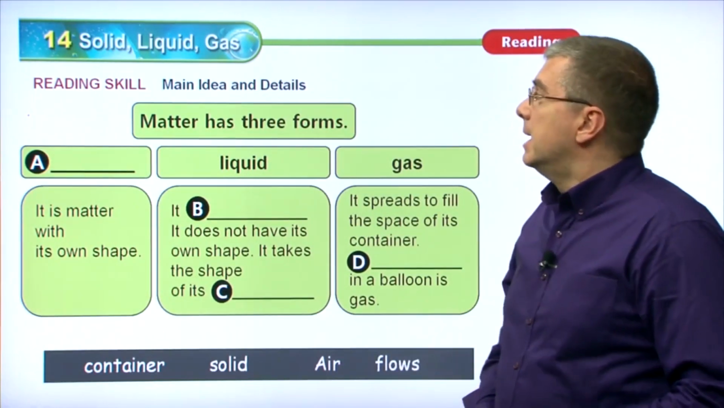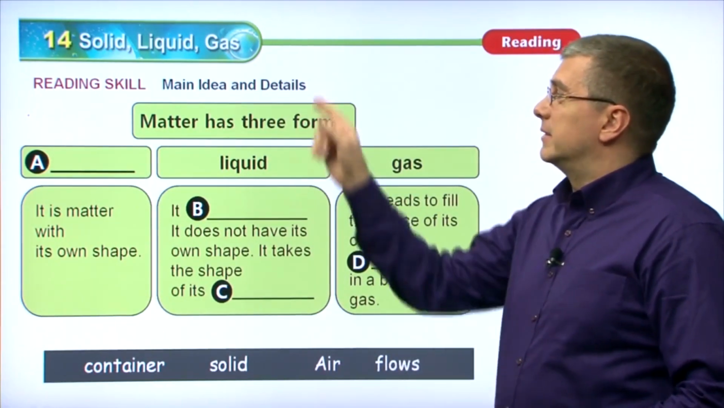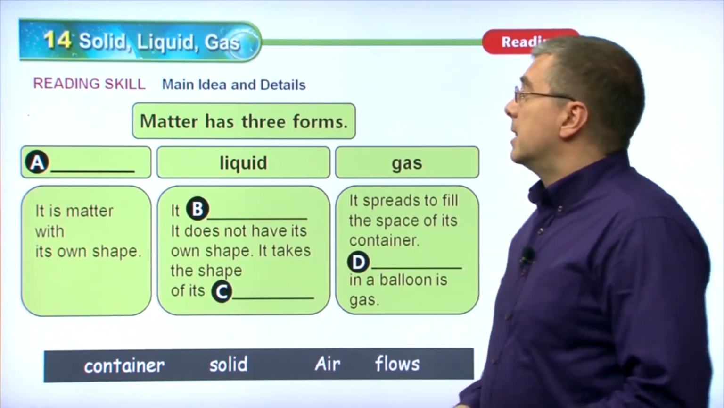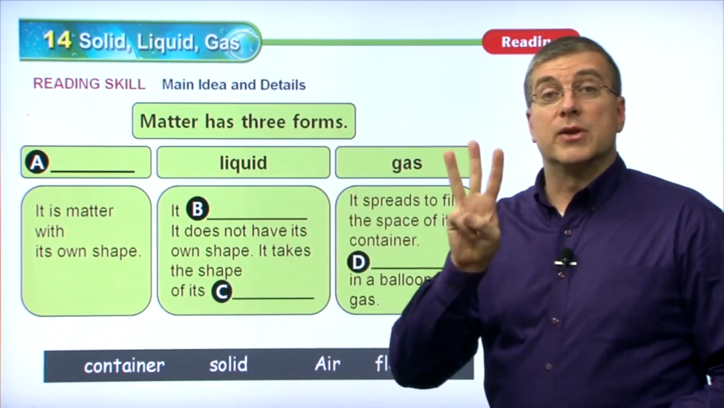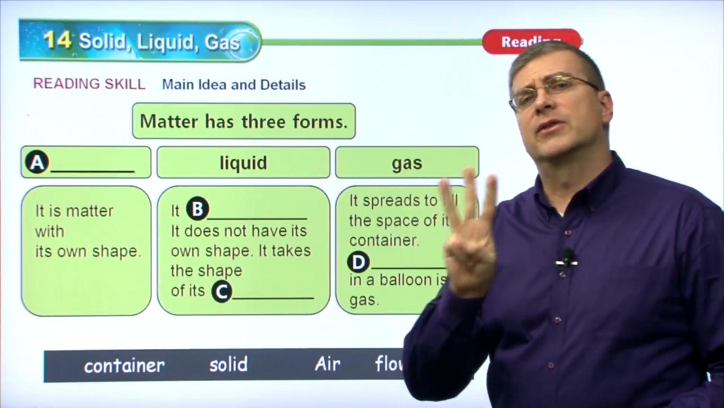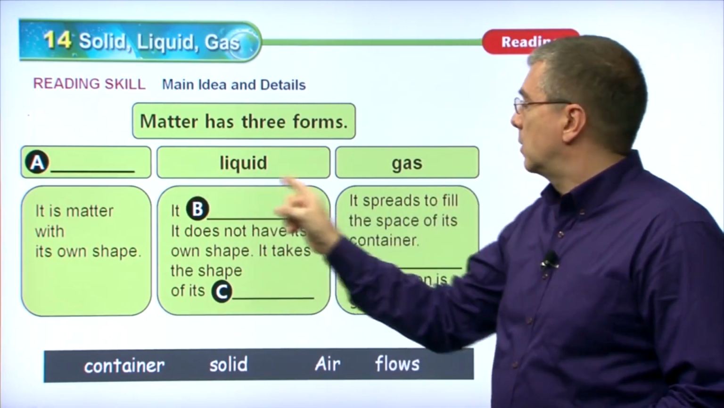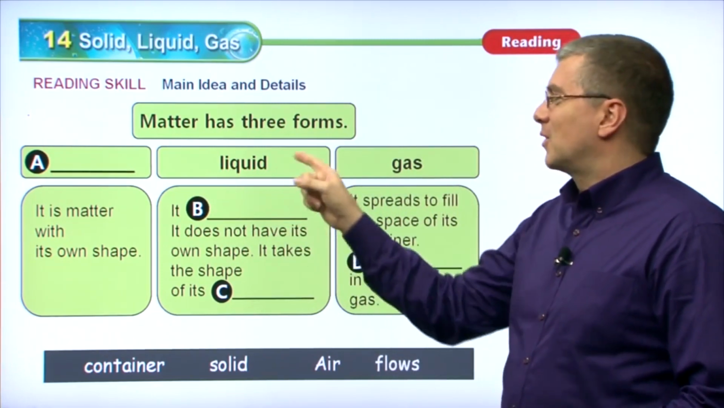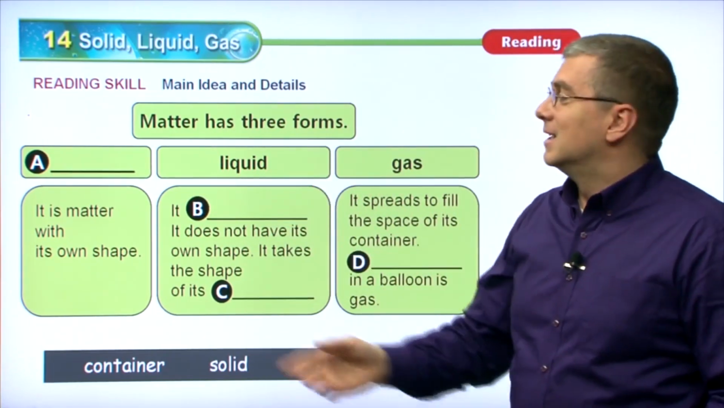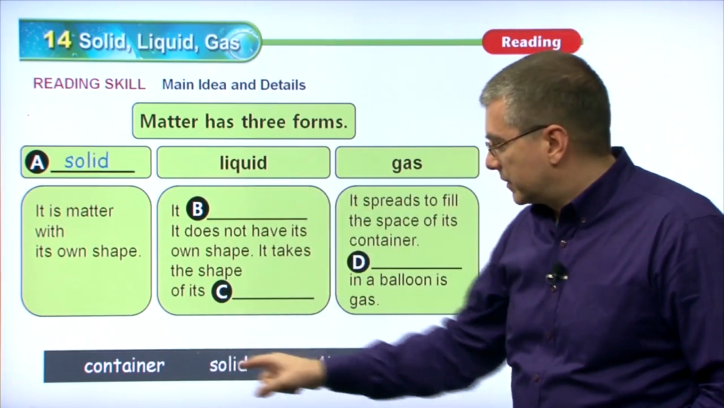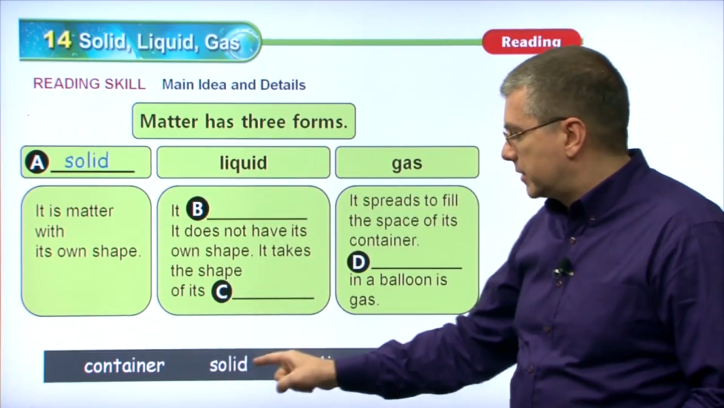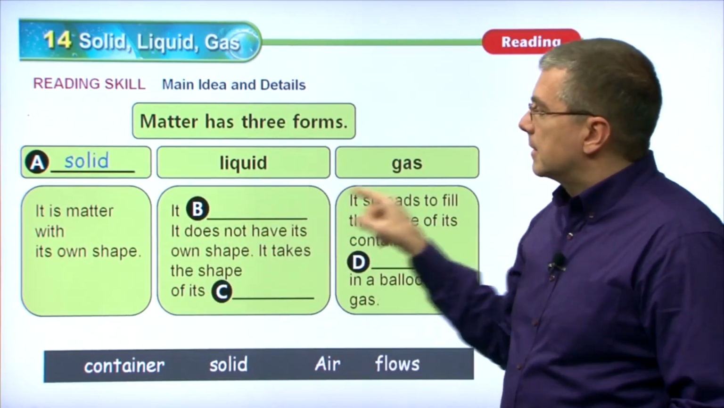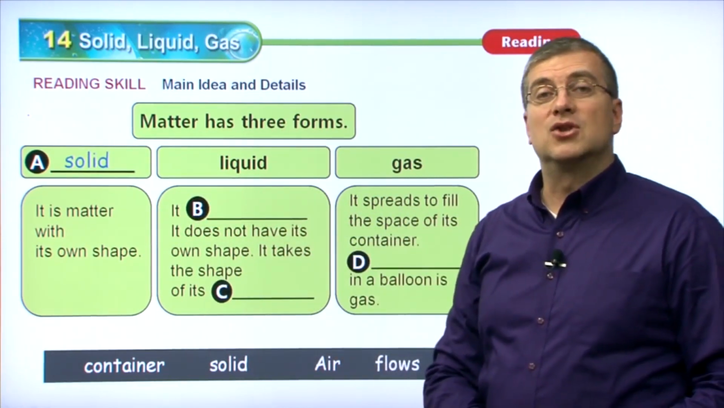Okay. Let's take a look at our reading skill. It is the main idea and the details. What's the main idea? The main idea is that matter has three forms. What are they? Solid, liquid, and gas. Can you guess just by looking at this chart? Of course, we have liquid, gas. What's the other one? It's a solid, right? And of course, we got solid from these words on the bottom. Container, solid, air, flows. Let's use the rest of these words to fill in the details about each form.